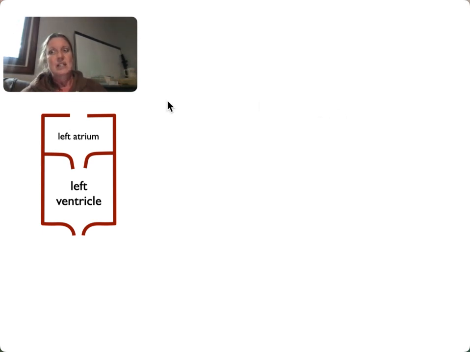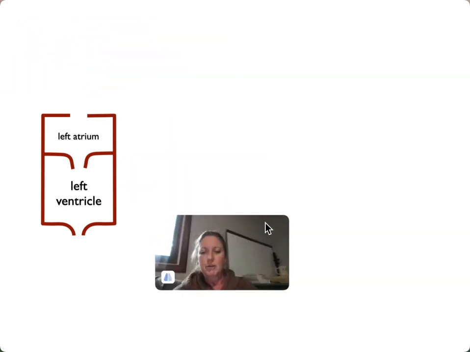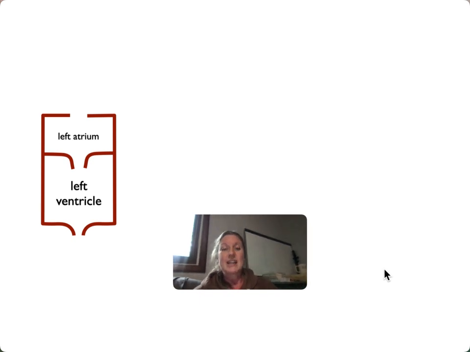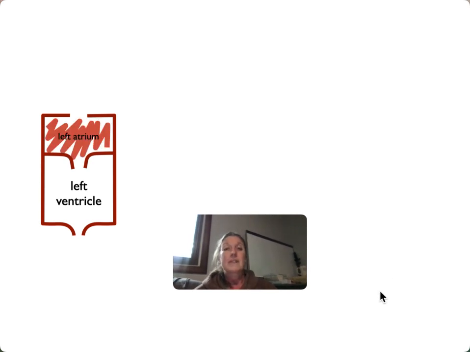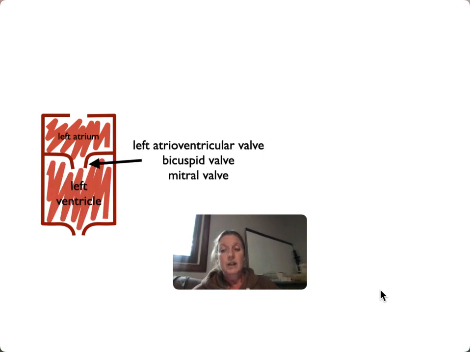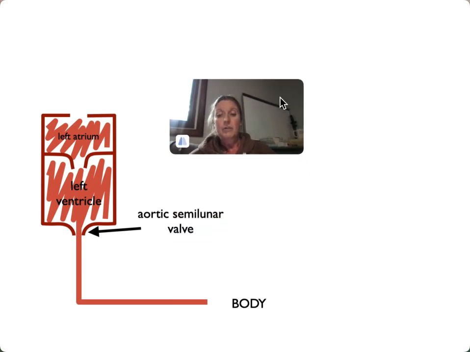Now, there's another way to look at the blood flow through the heart. Actually, there are lots of ways to look at the blood flow through the heart. We're going to, in this case, split the two sides of the heart apart because that helps us to see the full circle. Once again, we'll start in the left atrium. Blood goes from the left atrium to the left ventricle through the left AV valve, bicuspid, or mitral. Then it leaves the left ventricle into the aorta, going through the aortic semilunar valve, and that blood is carried to the body to deliver oxygen and pick up CO2.